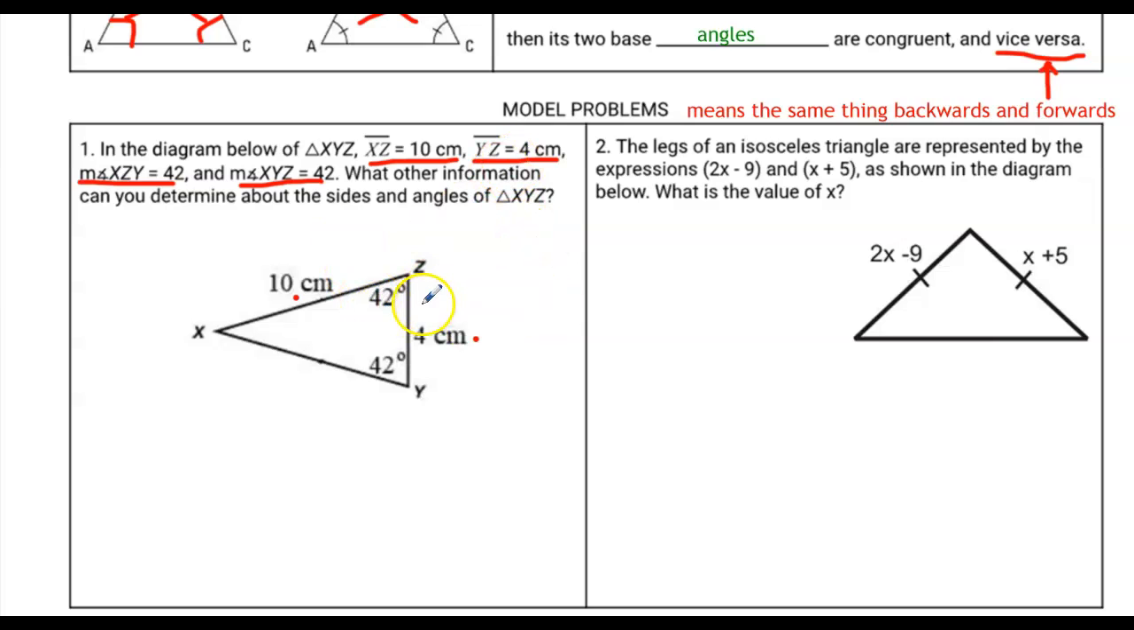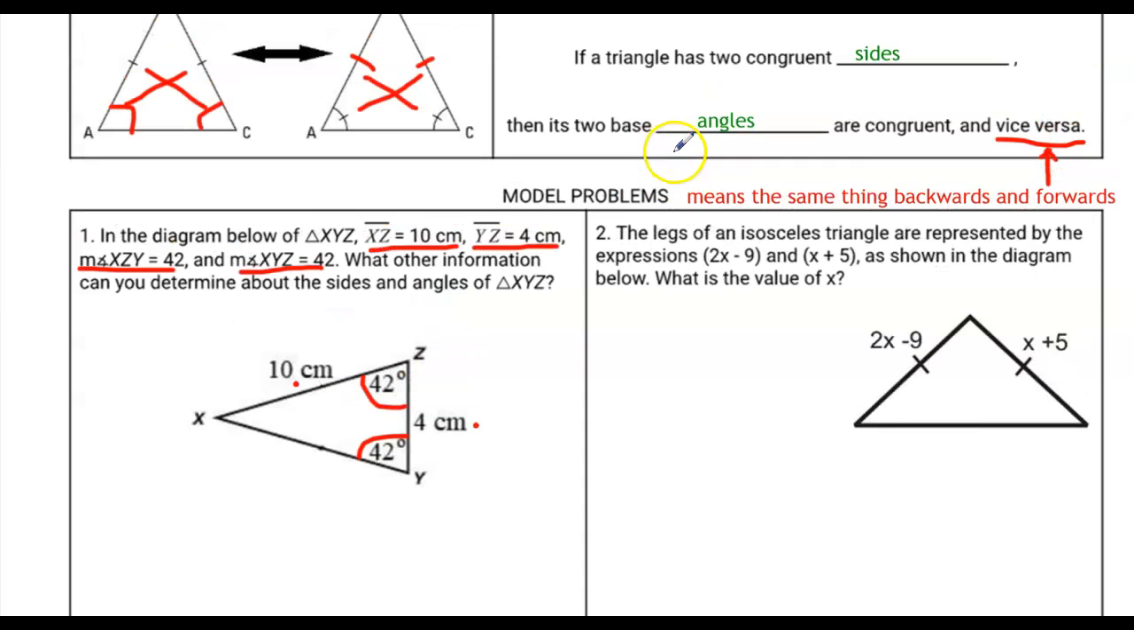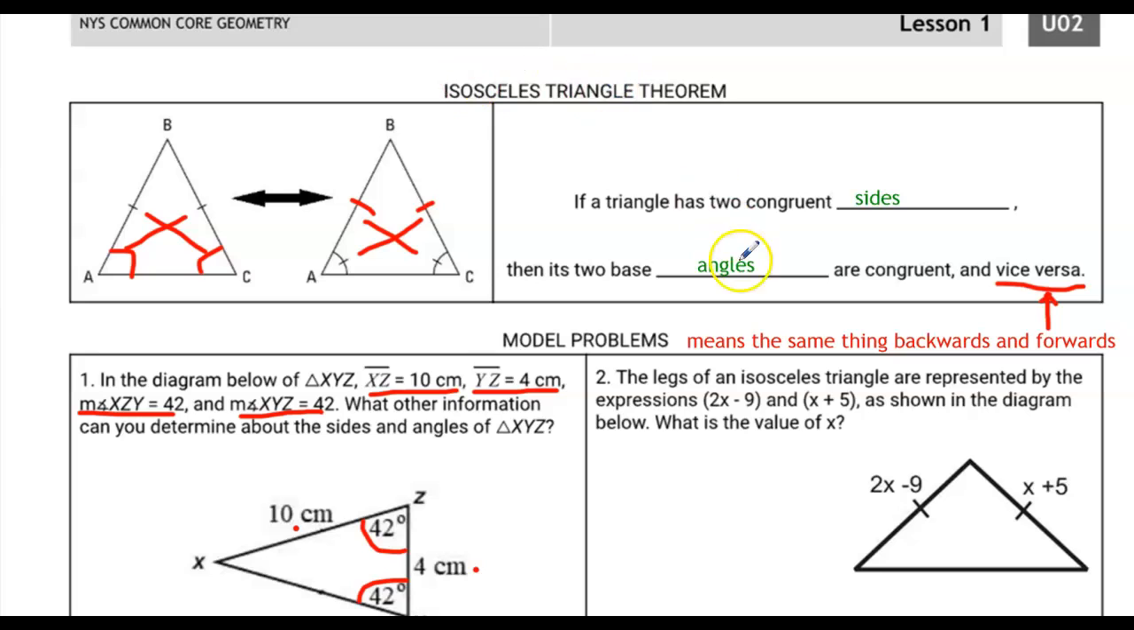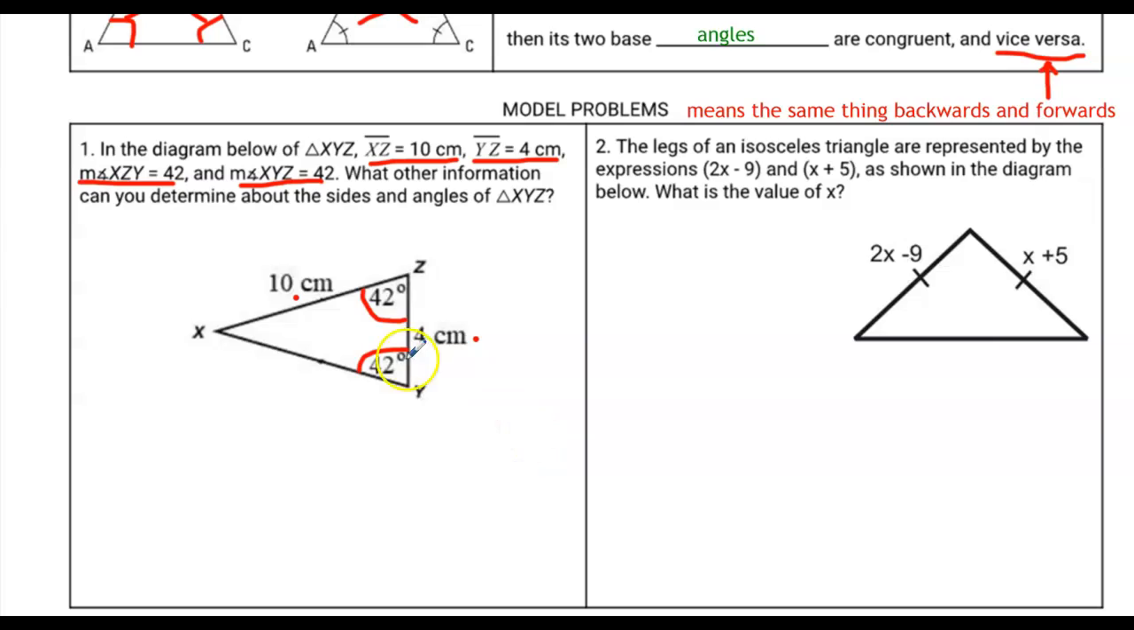What other information can be determined? Well, I know that this angle is congruent to this angle. It's given to us already that those two angles are the same measurement. If I know that those are the same measurement, they have two congruent base angles, then we can use the Isosceles triangle theorem to say, if a triangle has two base angles that are congruent, then its two sides are congruent. How do I tell which sides they are? I just go across the triangle from here to here, and then from here to here. That means XZ is 10 centimeters, which also means that XY must be 10 centimeters.